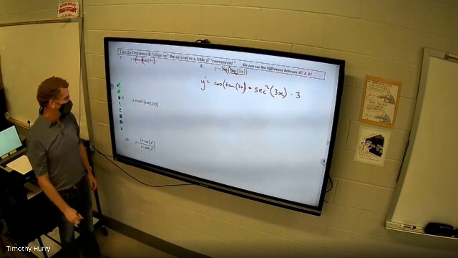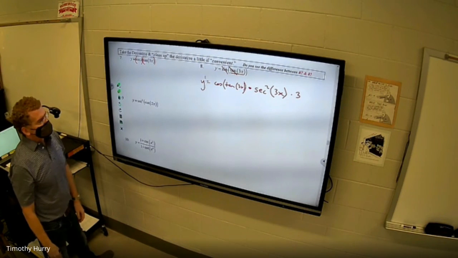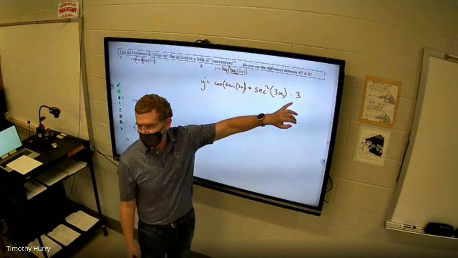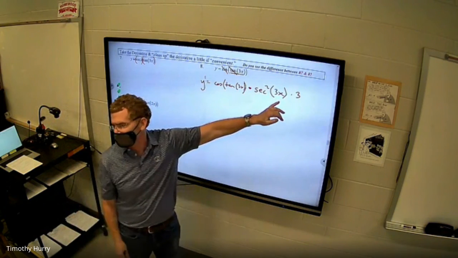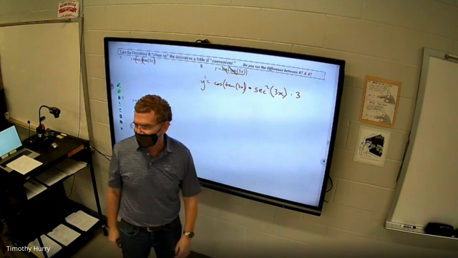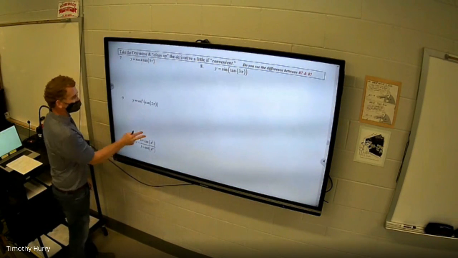Yep. Would you count off if I didn't put parentheses around the 3x? Probably not, but it's good form. If it's just a single x, you don't need to, but I forget sometimes. So that's not something I would count off for, but I'm pretty sure you'll see it in parentheses on almost everything. All right, let me go to something else.